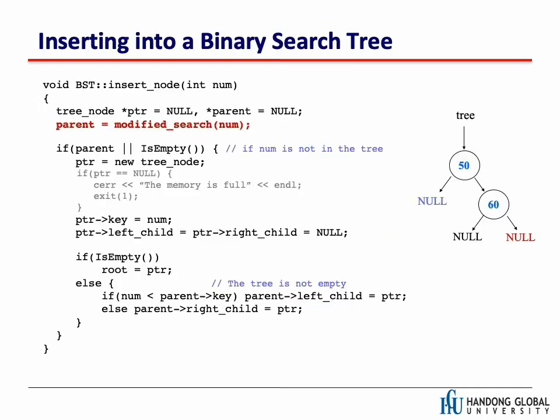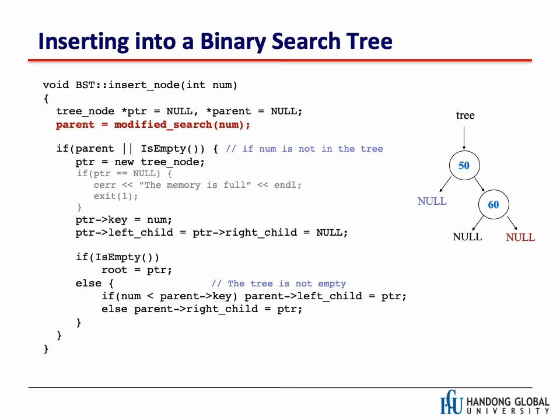Now let's talk about the insert function. From the previous slide, we have a modified search, which returns the parent pointer of the target place. For example, in this figure, if we want to insert 45, then the target place is the null pointer in blue color. Then the modified search will return a pointer pointing at node 50. Or if we want to insert something like 70, then the modified search function will return a pointer pointing at node 60. So we get the parent node.